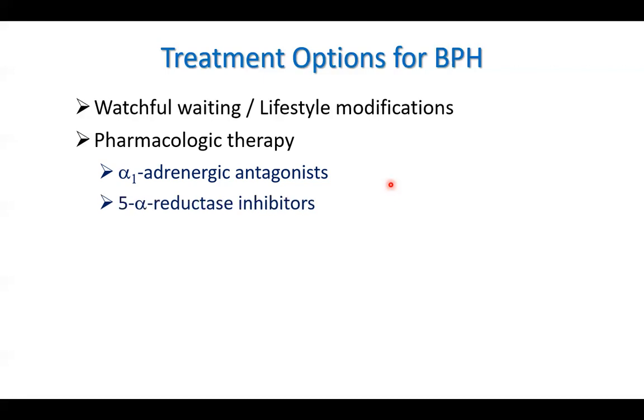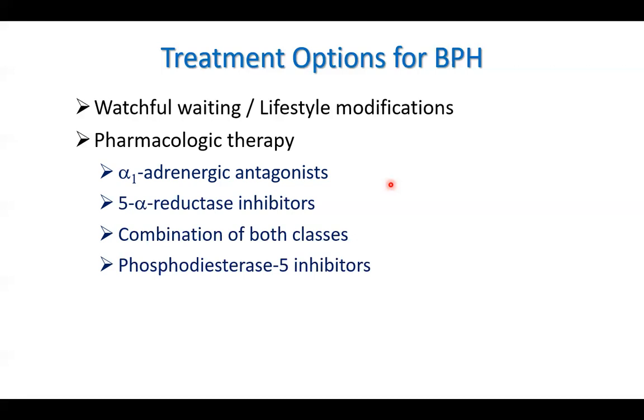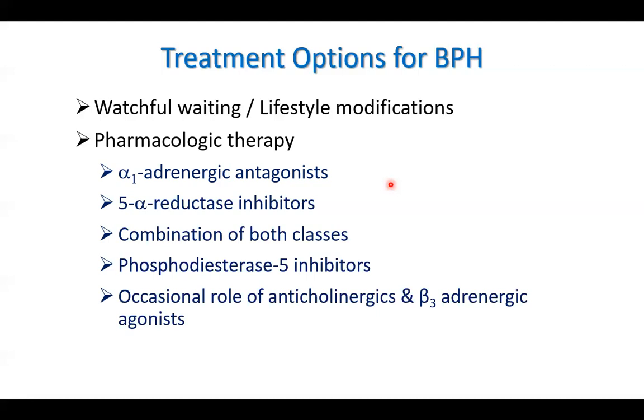Then we have 5-alpha reductase inhibitors. And then a combination of both these classes. And then we have phosphodiesterase 5 inhibitors. They also have a role here. Occasionally we might use anticholinergics and beta-3 adrenergic agonists where irritative symptoms are more bothersome, like if the bladder is hyperactive. And in the end, we have surgery. There are various surgical options. You must have already done that, so that's not our scope today.